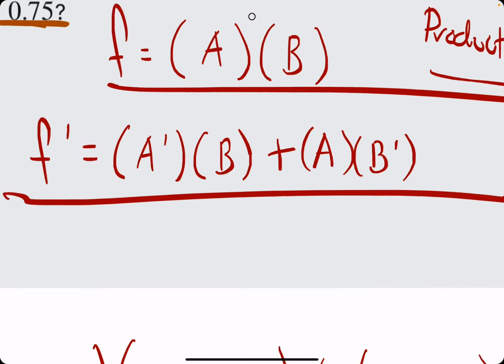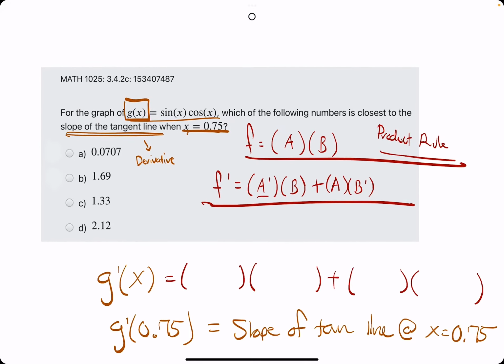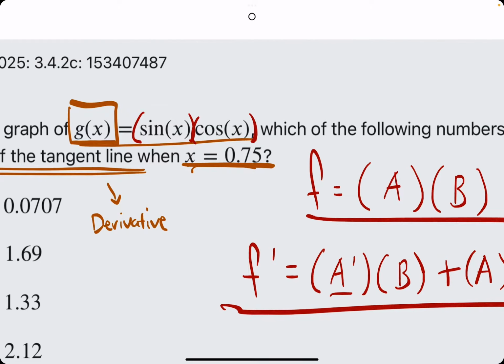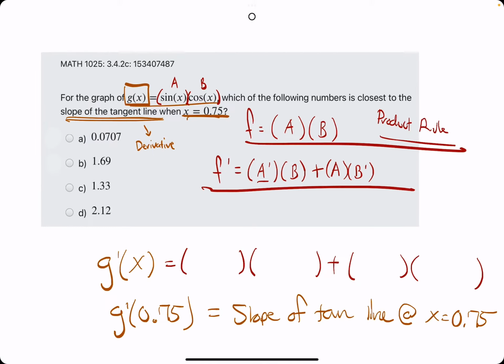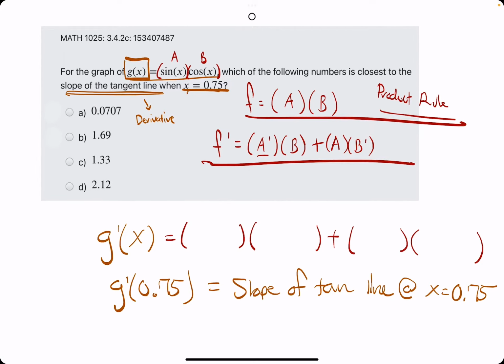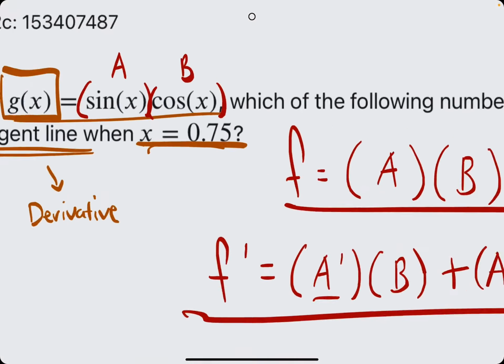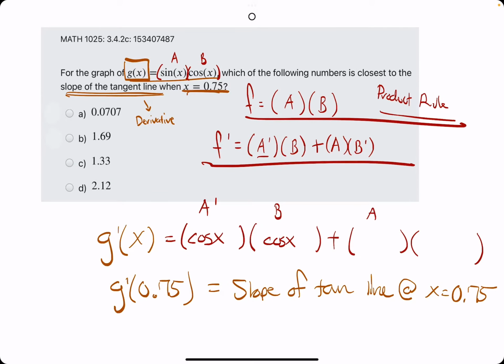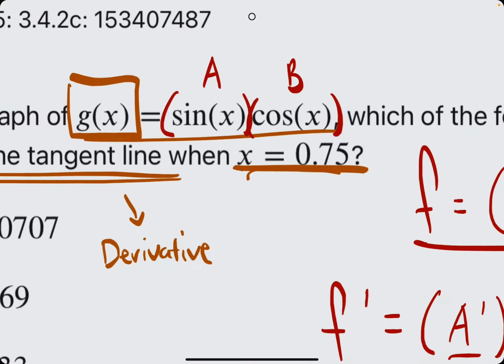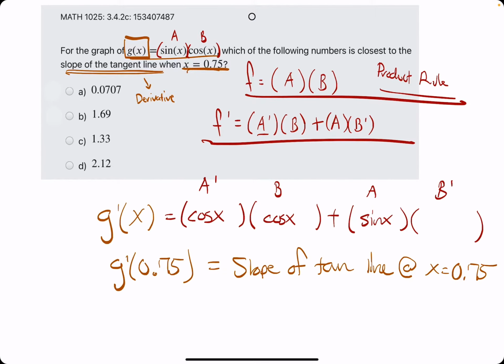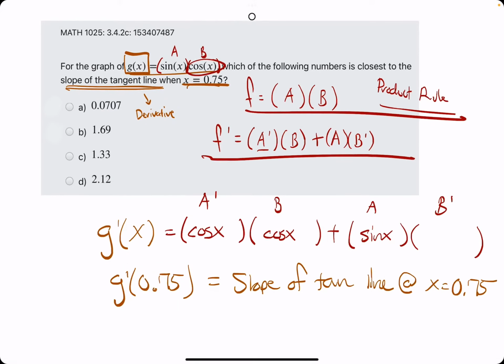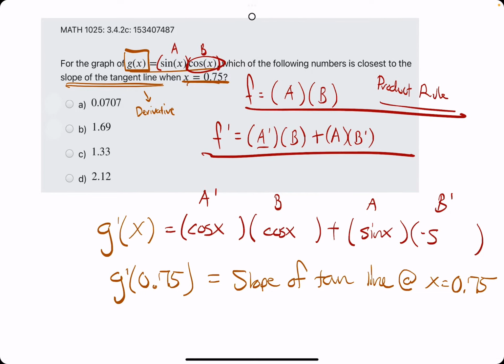That is this. So starting with a prime, we want to find the derivative of a, if a is sine of x. So a prime, if a is sine of x, is cosine of x. So derivative of sine is cosine. B is our original b, which is cosine. And then we want a, which is the original sine of x up here. And then b prime, which is the derivative of b. Derivative of cosine is negative sine of x. We have g prime now.